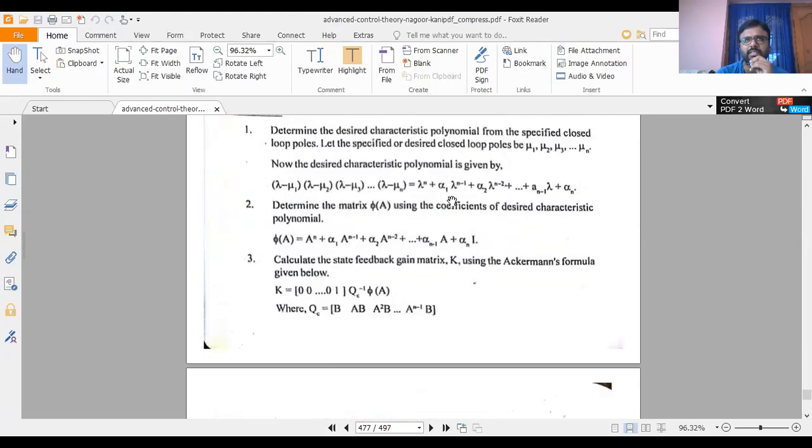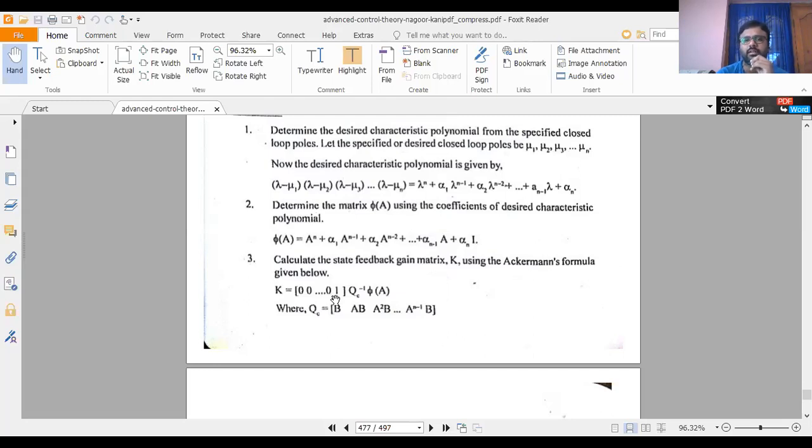For calculation of the state feedback gain matrix using Ackermann's formula, we have K equal to 0, 0, 0, and so on up to 1, into QC inverse, into phi of A, where QC is the controllability matrix and QC inverse is its inverse. And phi of A is a matrix obtained with the coefficients of the desired characteristic equation, which is obtained from the closed loop poles mu1, mu2, mu3, and so on up to mu n.